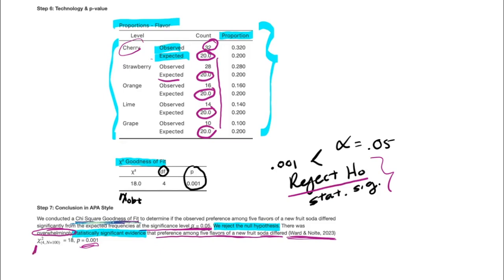Here we have our symbol for chi-square, our degrees of freedom. This should be our sample size. And then here we have our chi-square obtained. And then finally we have our p-value. This one didn't have the little less than, so we can just put the equal sign in there. That's okay.